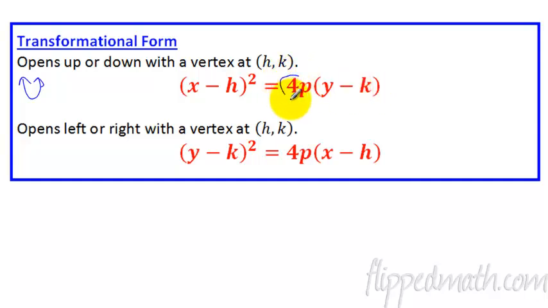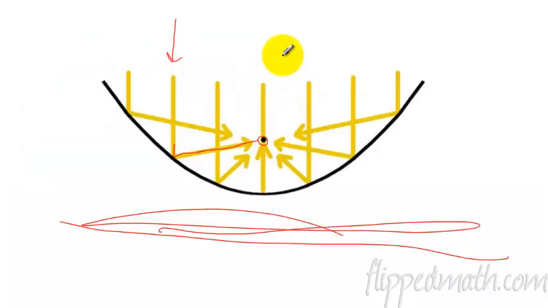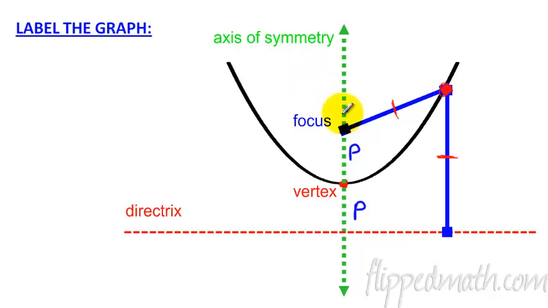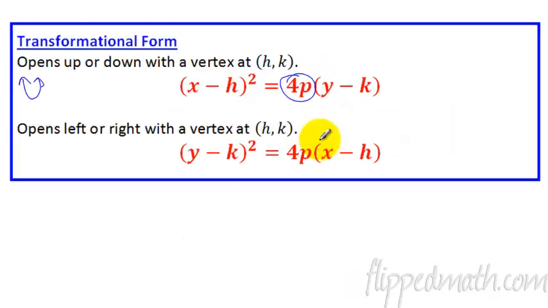And then this is weird, 4p. In other words, the number that is the coefficient right in front of the linear term, again, not the quadratic term, in front of the linear term here, that represents 4p. So if we divide that number by 4, we get p. And remember what p is? P was the distance between the focus and the vertex.